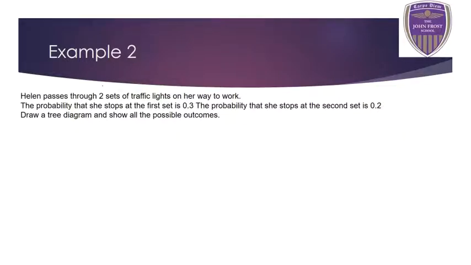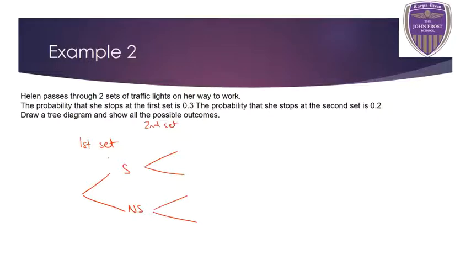Okay, so we're talking about 2 sets of traffic lights. So we've got 2 sets of branches in there. So in the first set of traffic lights, okay, got our 2 branches. And our 2 possibilities are she's either going to stop at the traffic light, okay, or she's not going to stop. So I'm just going to write S for stop and NS for not stop.